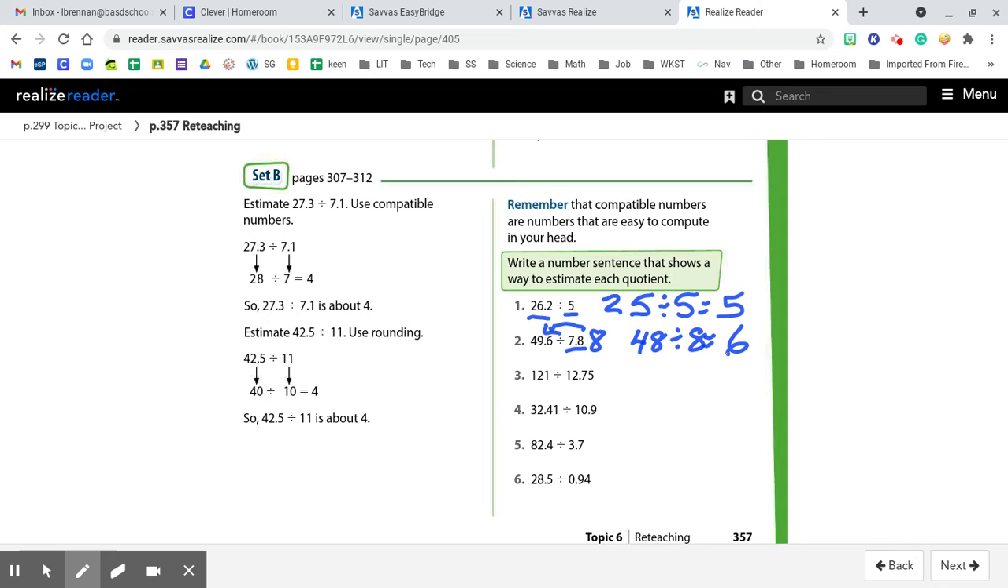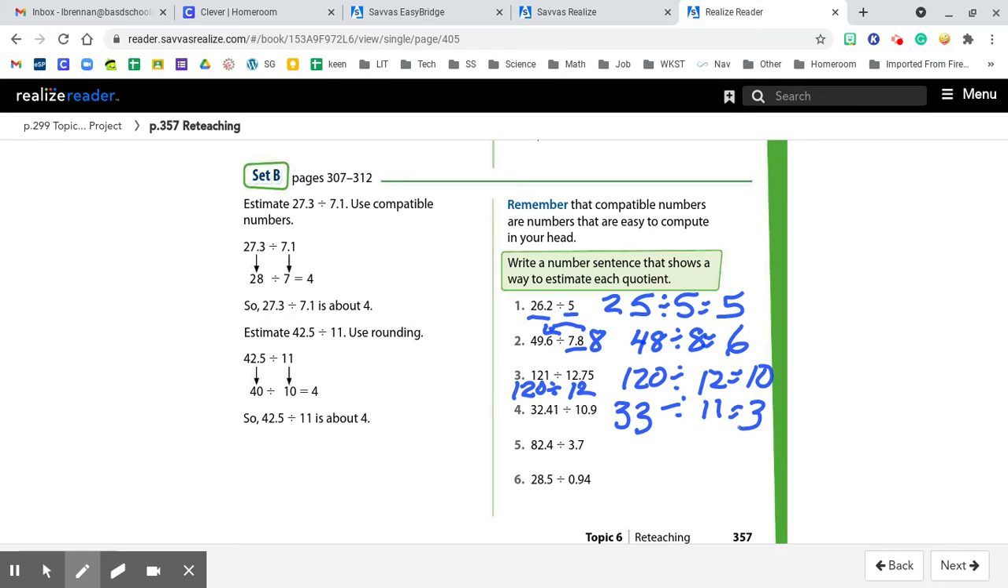12.75, I'm going to bring that probably down to 12 because 12 times tables are easier than 13. And because I can see I can take my dividend and round it to 120, 120 divided by 12 equals 10. Number 4, 10.9, I can round that to 11. And a multiple of 11 near 32.41, 33 works there.